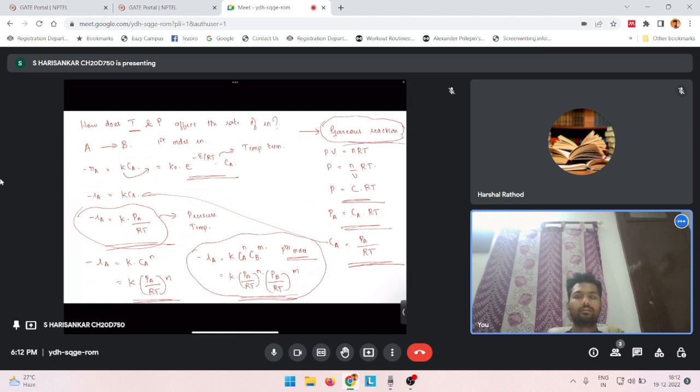Only for gaseous reactions, you can represent your concentration in terms of partial pressures. For gas reactions, you can do this. For liquid and solid reactions, you can't do this. So I'm not sure how we can find the pressure variation of reaction rate for liquid and solid reactions, but for gaseous reactions, this is how you do it. Fine, if this is clear, we can move on. Shall we move on?